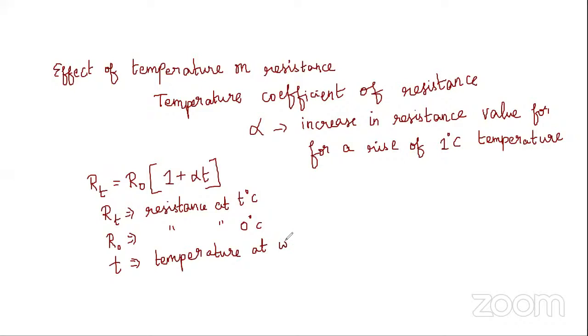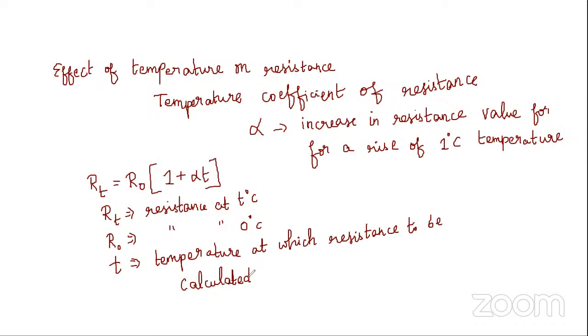So T is the temperature at which resistance should be calculated. So this is the formula for finding out the resistance of a conductor at any temperature T. Okay, when you know the resistance of that conductor at 0 degree Celsius, you can find it out.